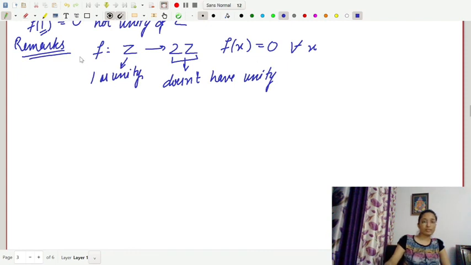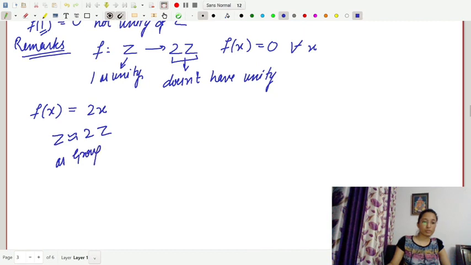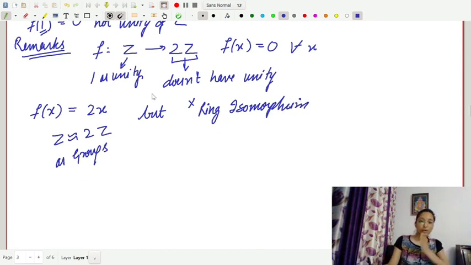सिमिलरली अगर हमने इसी फंक्शन में कोई और map define किया इस हिसाब से, f of x is equal to 2x is a group isomorphism, so Z is isomorphic to 2Z as group, but it is not ring isomorphism. क्यों? क्योंकि Z has a unity while 2Z does not possess unity. So it is not a ring isomorphism. In fact, in this case, f is not even a ring homomorphism.